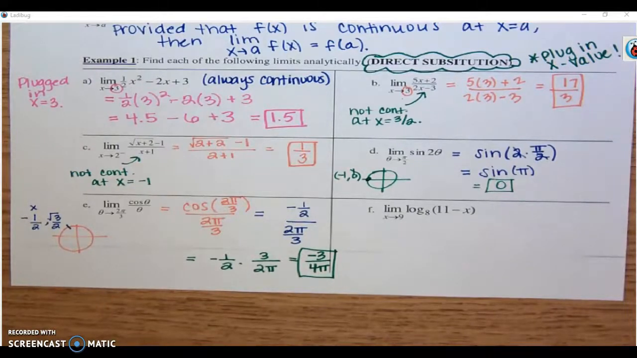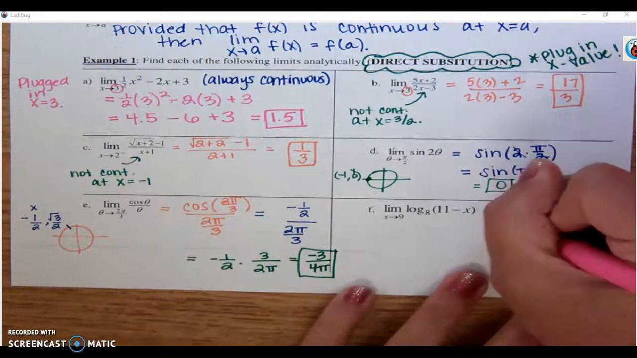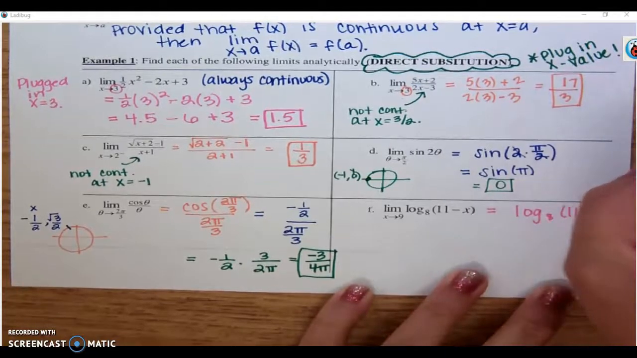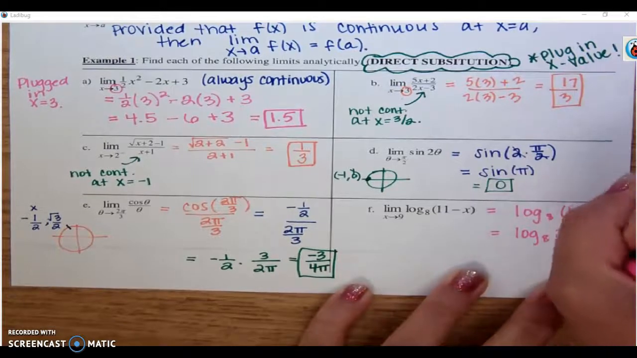And then for this last one, part F, it's working with logs. Still same thing, we're going to try to do direct substitution. So log base 8 of 11 minus 9. So that's log base 8 of 2.